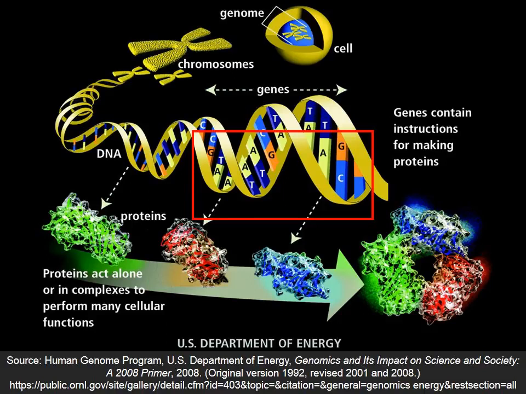A nucleotide is a basic building block of DNA. It is composed of a base, a sugar, and a phosphate group. The terms nucleotide and base are often used interchangeably. There are four types of bases: adenine, or A, guanine, or G, thymine, or T, and cytosine, or C. The order of the bases along the length of the DNA comprises the DNA sequence.